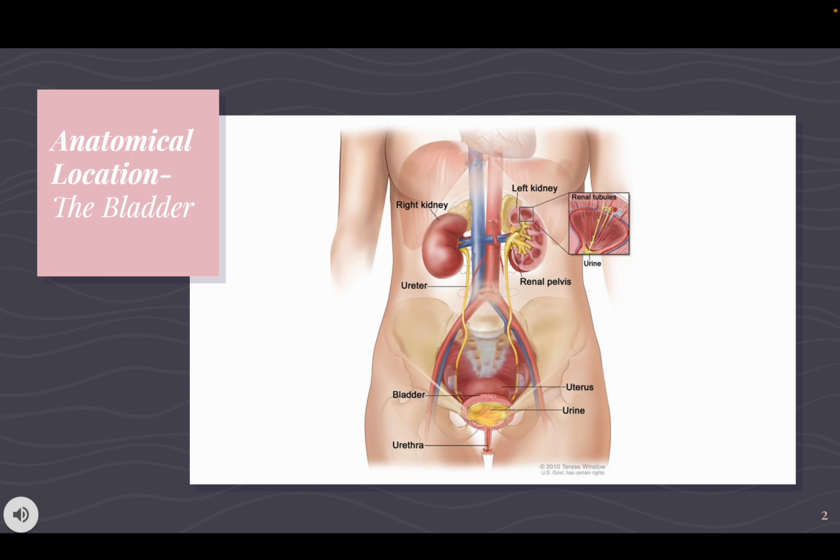Anatomical location. The urinary bladder is a muscular sac in the pelvis just above and behind the pubic bone. It is posterior to the pubic symphysis and below the parietal peritoneum. Posteriorly, the anterior wall of the vagina sits behind the bladder in females, and in males, the rectum is located posterior to the bladder. Inferiorly, the muscles of the pelvic diaphragm support the bladder. The bladder is located in the lesser pelvis when empty and extends into the abdominal cavity when it's full.